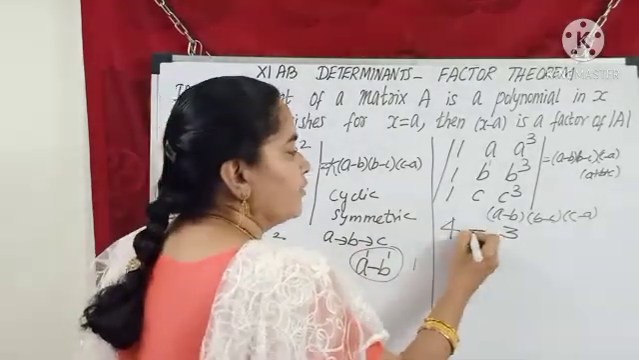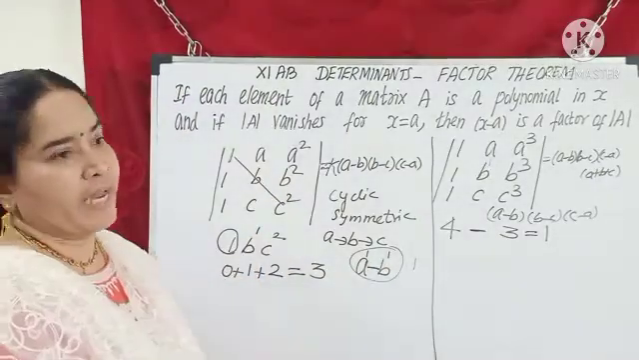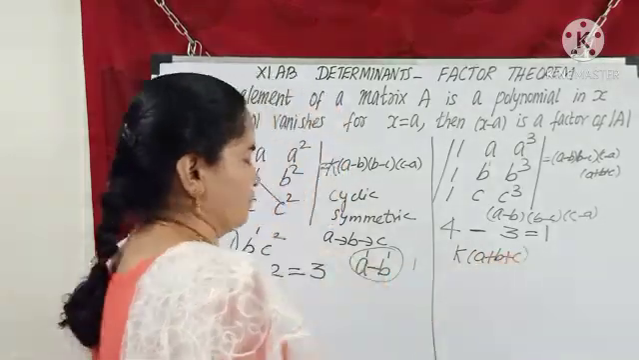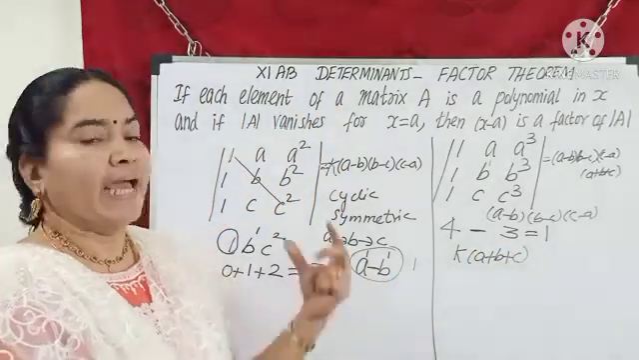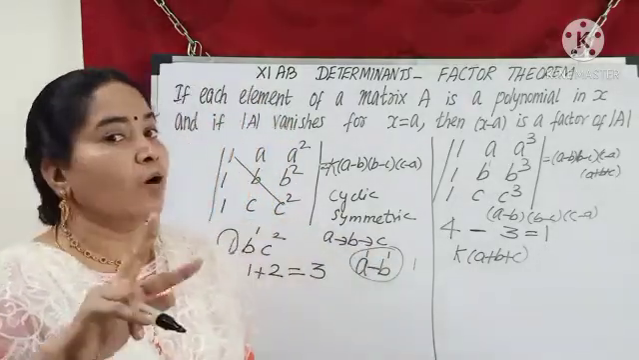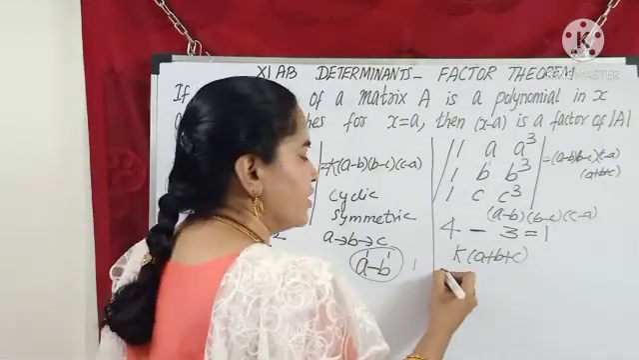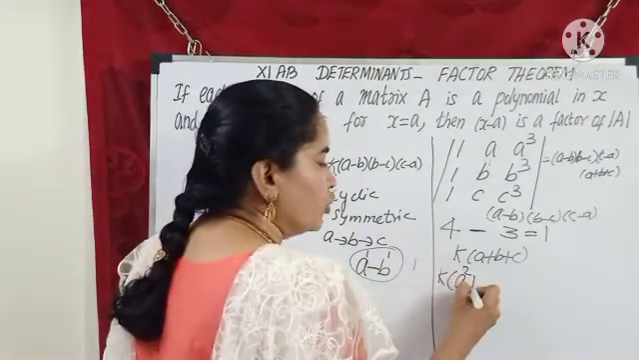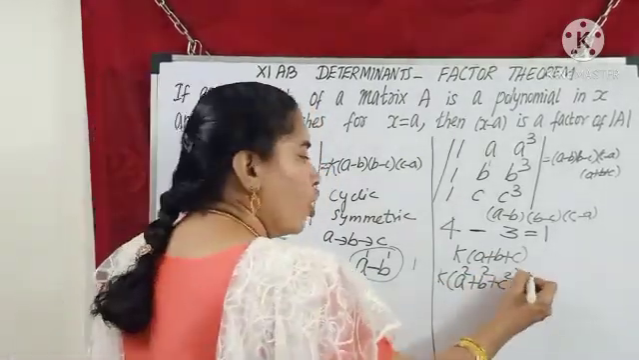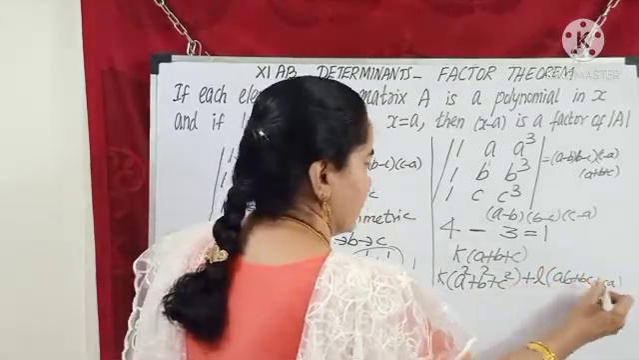Whenever the difference of the degree is 1, I will assume the extra factor as K into (A plus B plus C). Suppose LHS degree 6, RHS degree is only 4. Now the difference in degree is 2. Whenever you have a difference in degree 2, I have the 2 degree combination K1 into (A square plus B square plus C square), also some other constant into (AB plus BC plus CA).